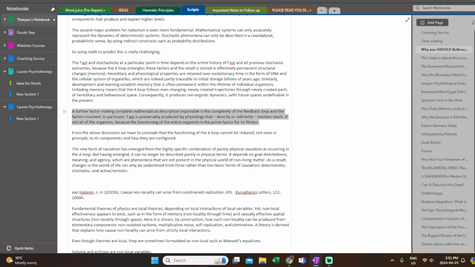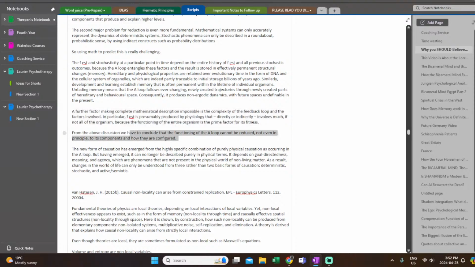In particular, Fs is presumably produced by physiology that directly or indirectly involves much, if not all, of the organism, because the functioning of the entire organism is the prime factor for its fitness. That just reminds me of thinking of the organism as a holistic system. And a holistic system, scaled up, is itself an emergent phenomenon relative to the parts that compose it. And you should think of that whole system as a single entity, especially if you show that that single entity has causal efficacy, a causal influence on the trajectory of itself, or of the universe, in any capacity.